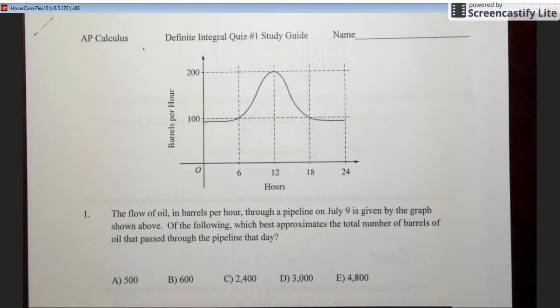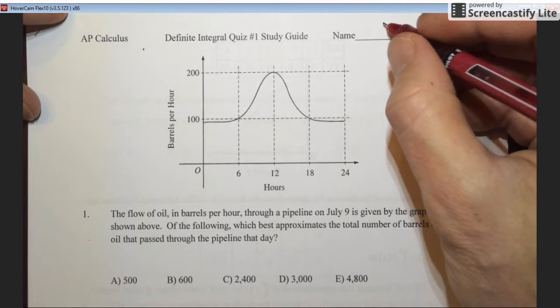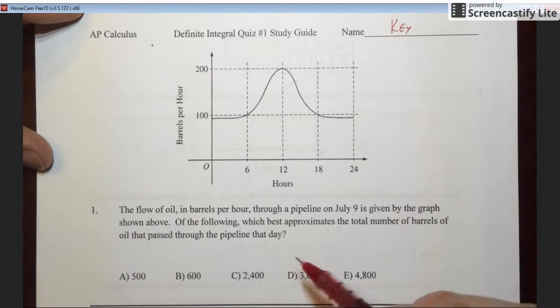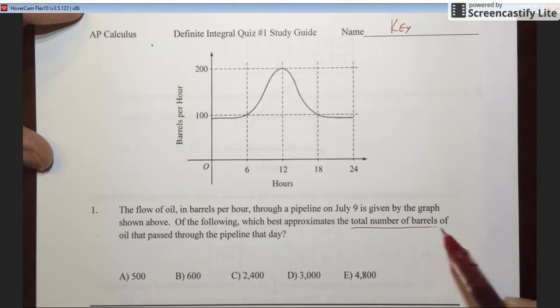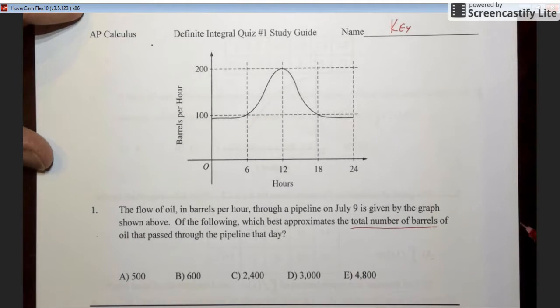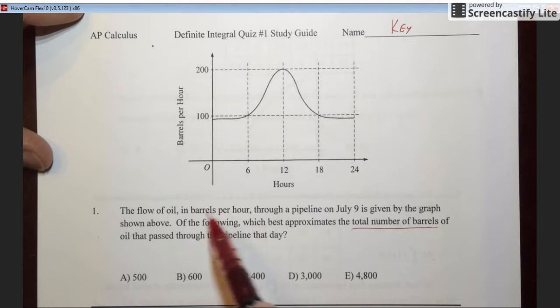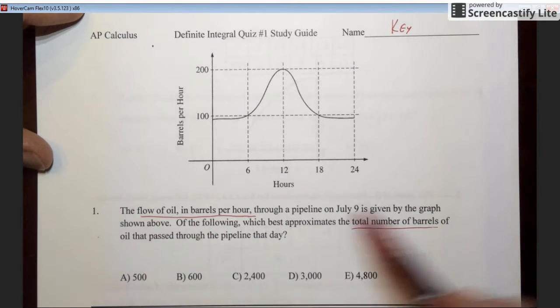Okay, here we go with the solution guide to your study guide for the definite integral quiz. All right, so here's our key. We have the first question. We're looking for the total number of barrels of oil that pass through the pipeline. We're given the rate at which the oil flows in barrels per hour.